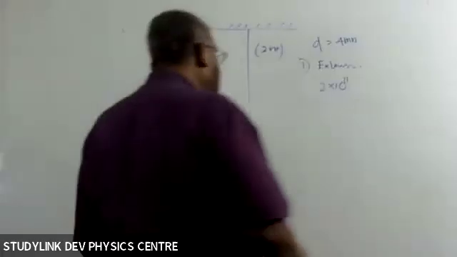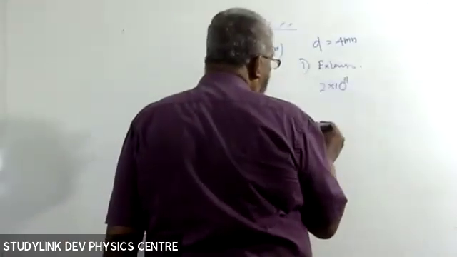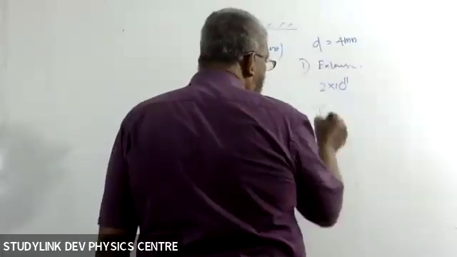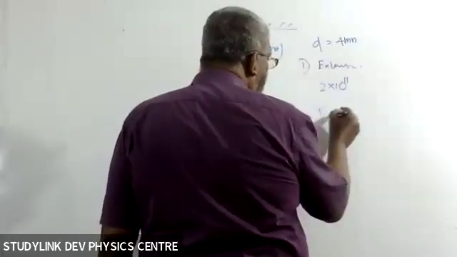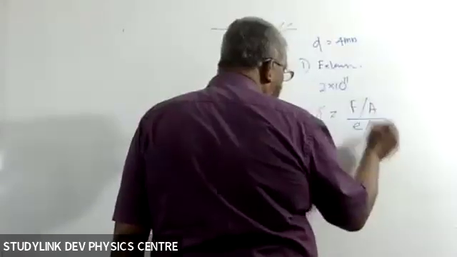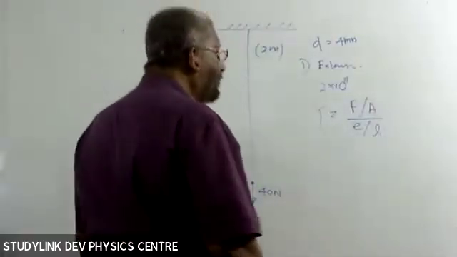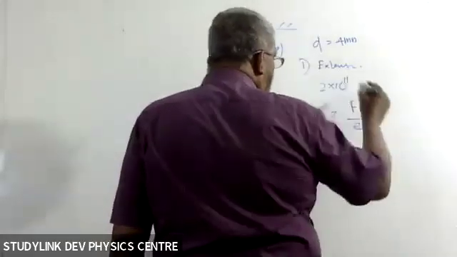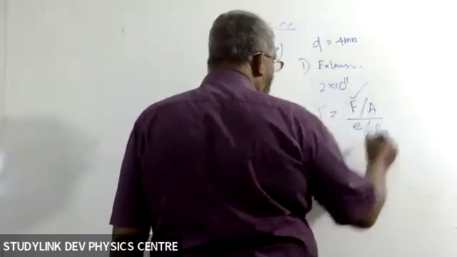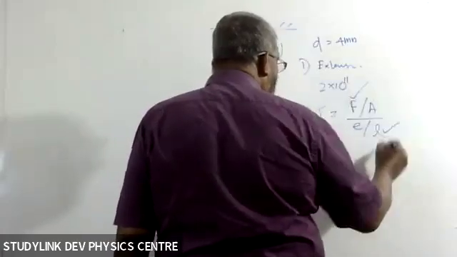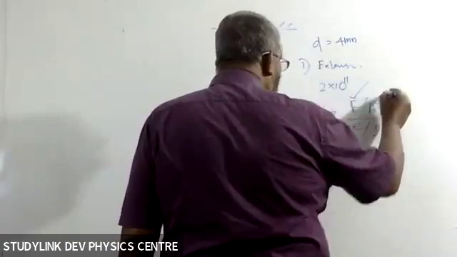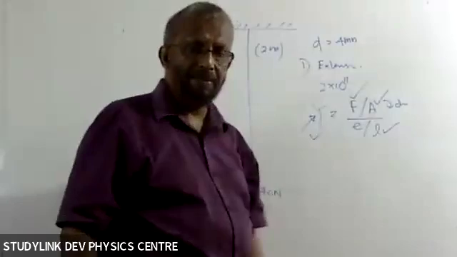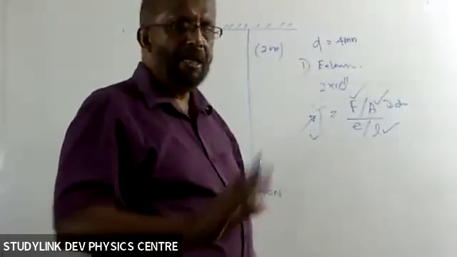Now, in this question, we want to find the extension. So extension is related to this equation: Y is equal to F over A, e over L. Then check whether the given data: Y given, force given, initial length given, area, diameter is given. So the remaining one is this, we can find it easily.